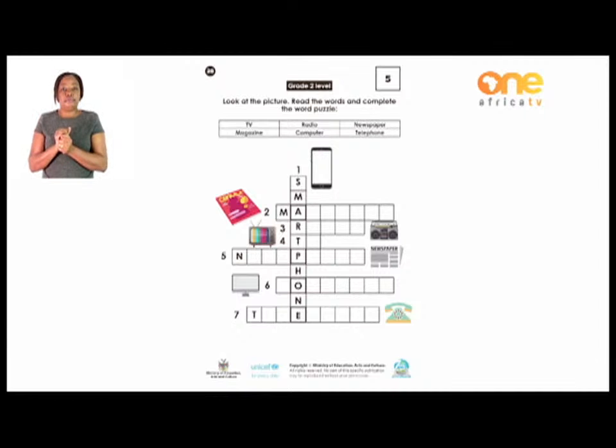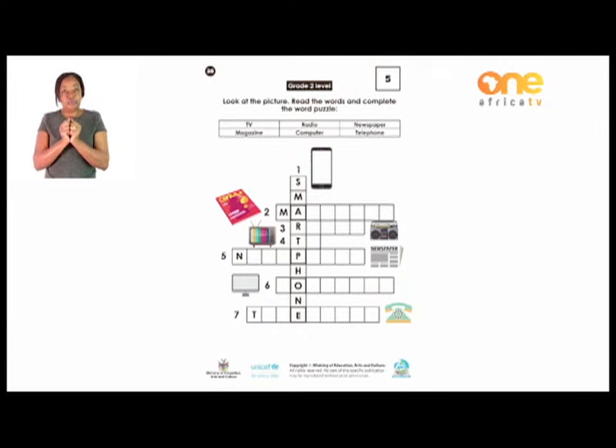We call it a smartphone because the numbers are just inside. It's just a screen where you have to press in order to write your message. Okay, so they have written it downwards for you, smartphone. Now, what about number 2?